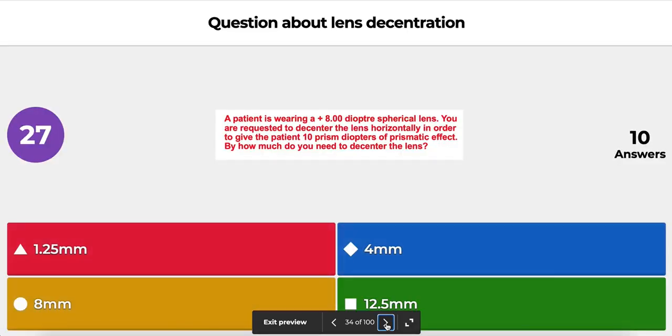The next question: we have a patient wearing a +8 diopter spherical lens, and you are requested to decenter the lens horizontally in order to give the patient 10 prism diopters of prismatic effect. So how much would you decenter the lens? This is a question about lens decentration.